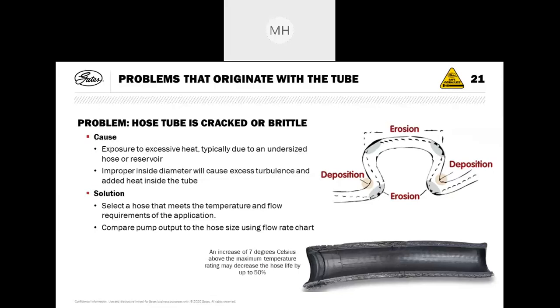that application. So the solution, select a hose that meets the temperature and flow requirements and compare the pump output to the hose size. So in the product technical catalogue, also on page C69, we have a flow chart there that can be used for this. So it just calculates the flow rate, the hose ID and the fluid velocity to make sure we're in the right zone for the hose sizing. So as you can see at the bottom there, the point that an increase of 7 degrees Celsius above the maximum temperature may decrease the hose life by up to 50%. So it's quite a significant loss in life of the hose.